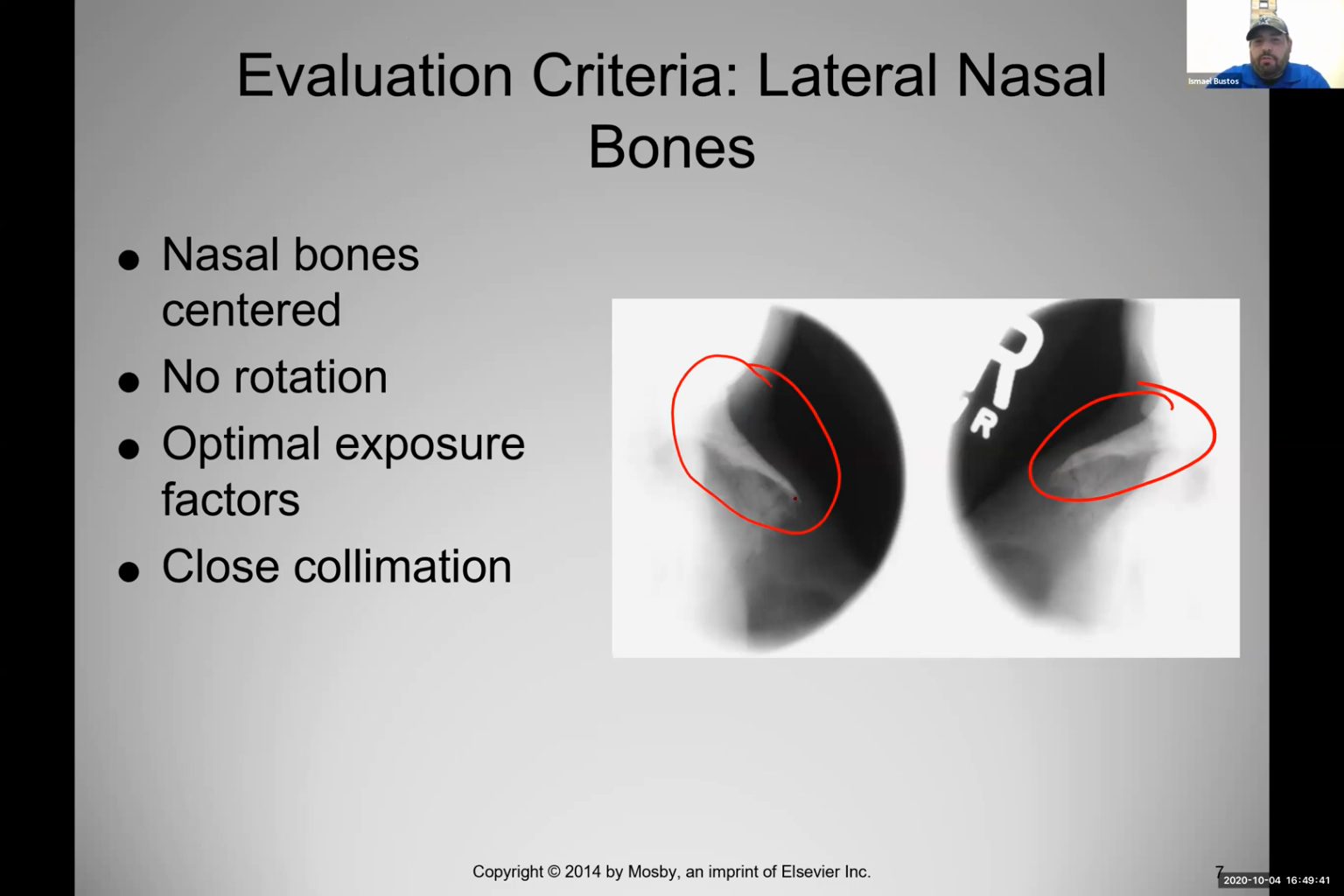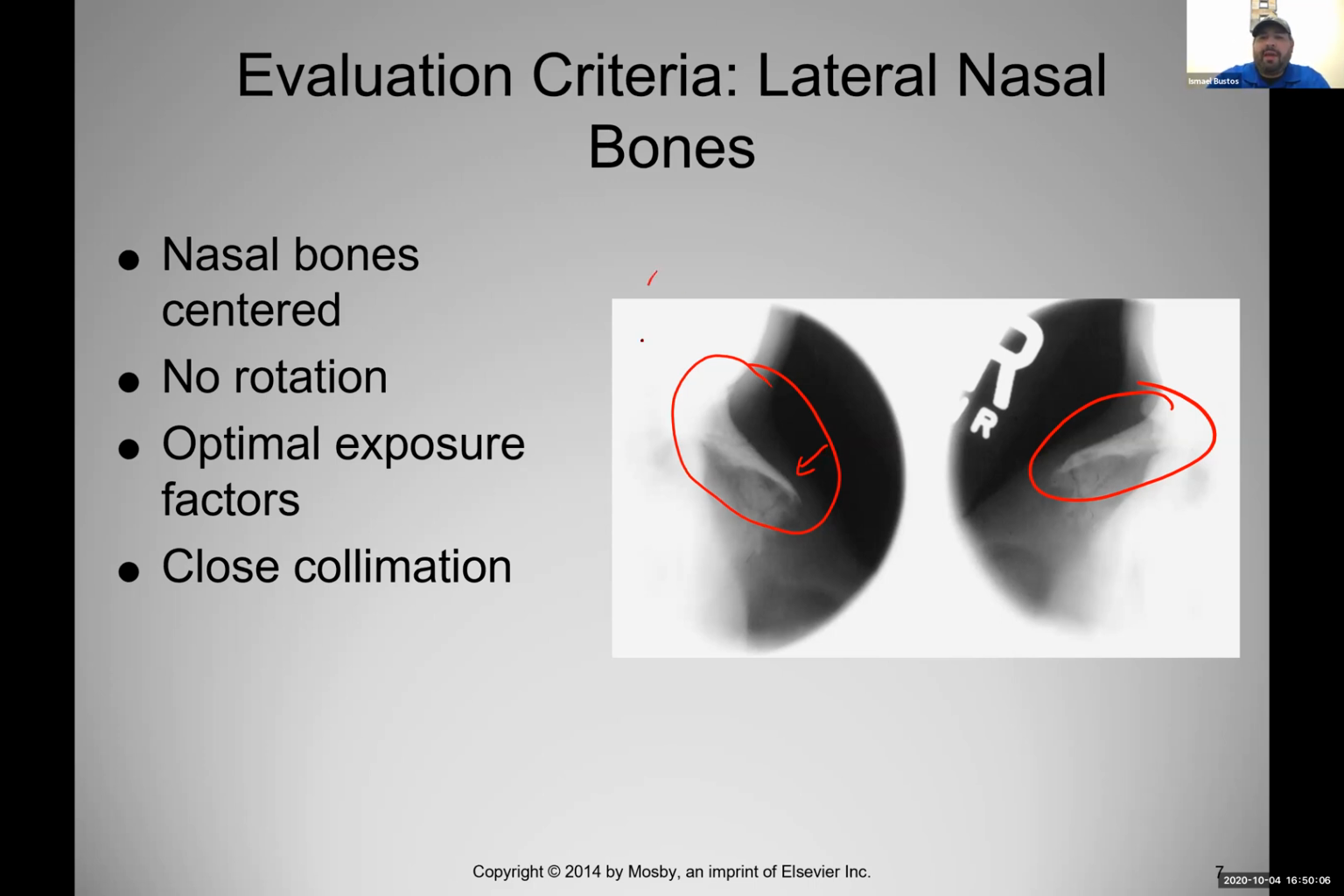Okay. You want to make sure there's no rotation. Very difficult to tell rotation, but you can kind of tell rotation right there, right? So you see this one line down there and this one line up there, right? That's a little bit of rotation on that one. You want to see it more like this one where it's one line. Make sure you have close collimation, sharp lines, bony trabecular markings. Make sure there's no motion. But that's really what you want to see for nasal bones.